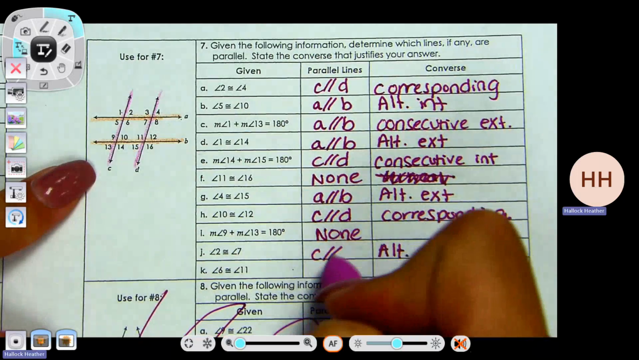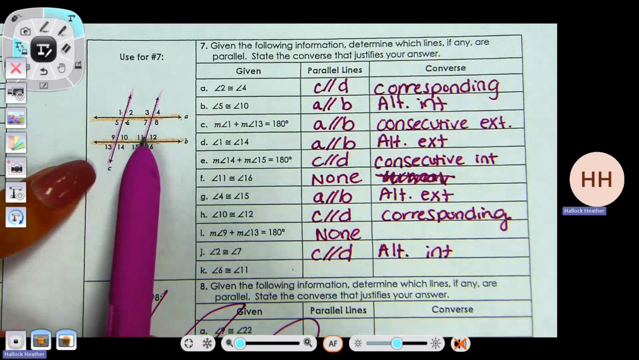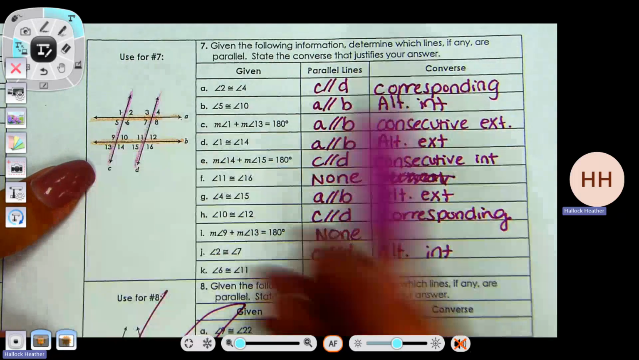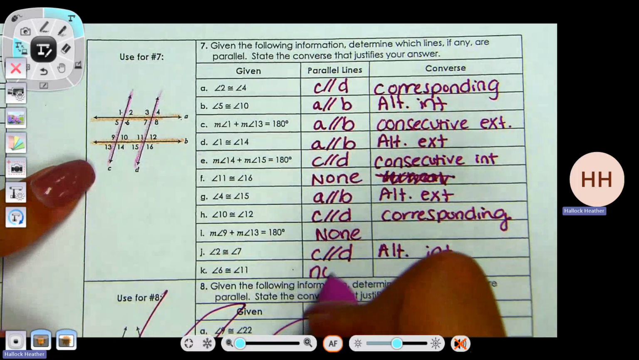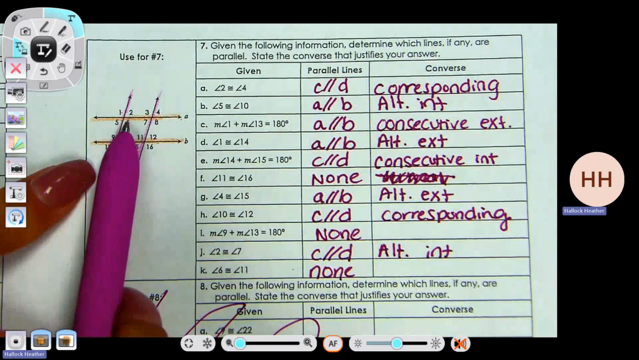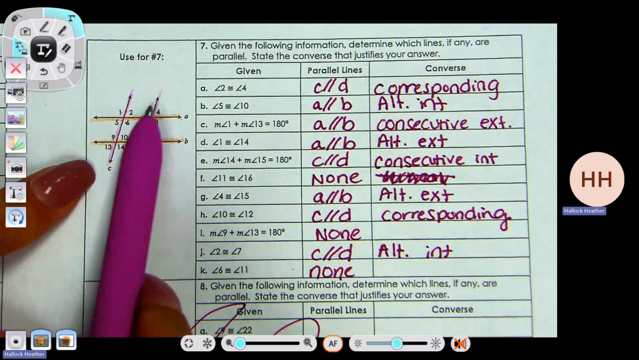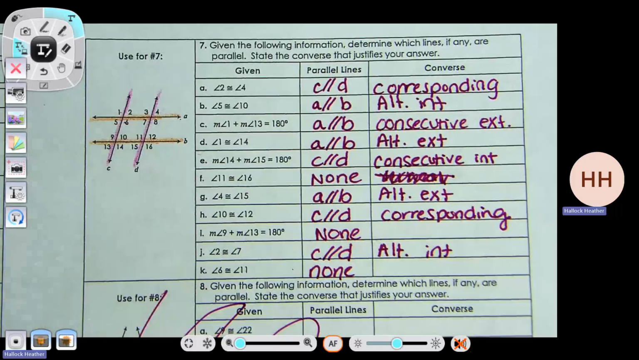C and D. And last but not least, 6 and 11 are congruent. Nope. Nope. Because they jump across, they're on both sets. You would need to know A is congruent to B and C is parallel to D. So we don't know both sets are parallel. We can't use that to prove that they're all parallel together.